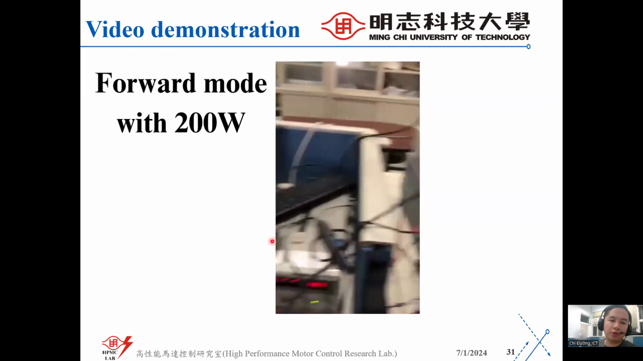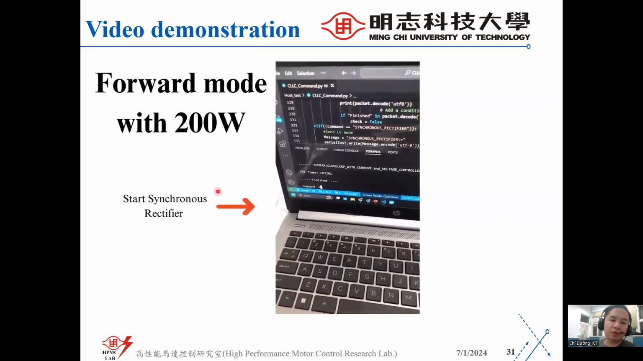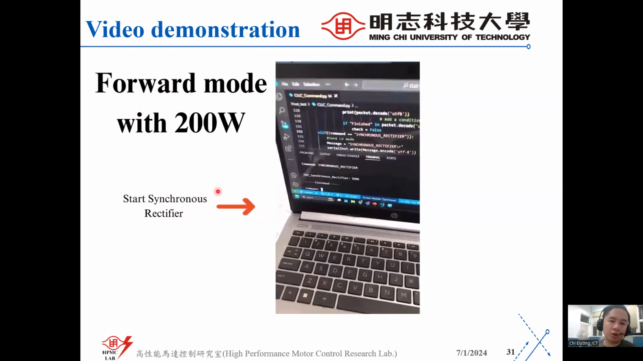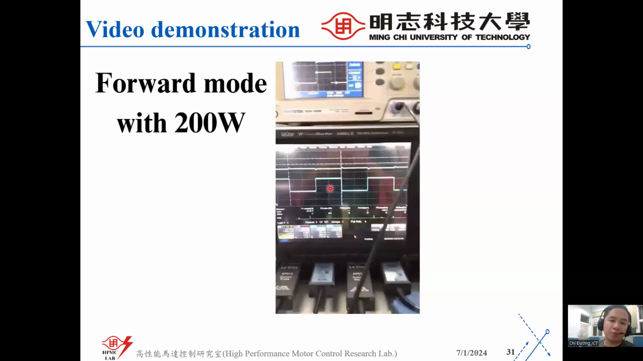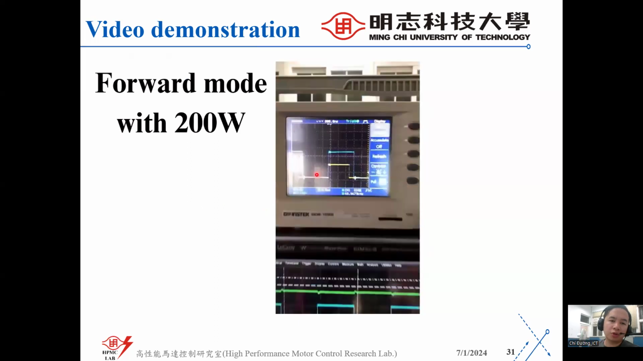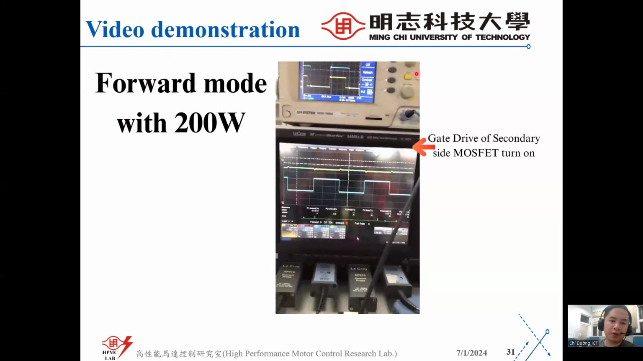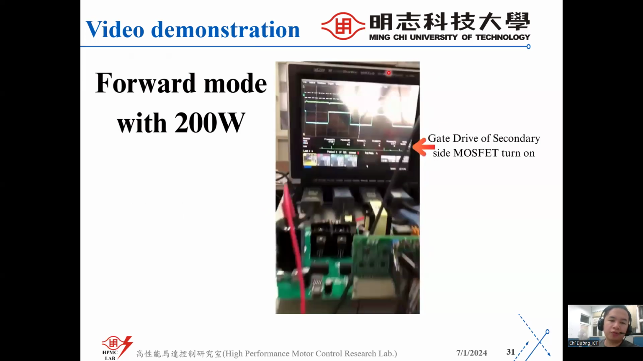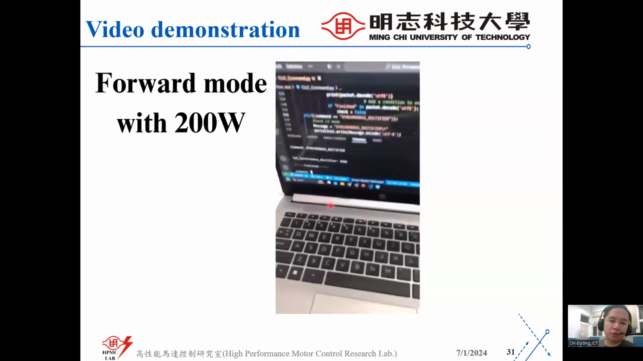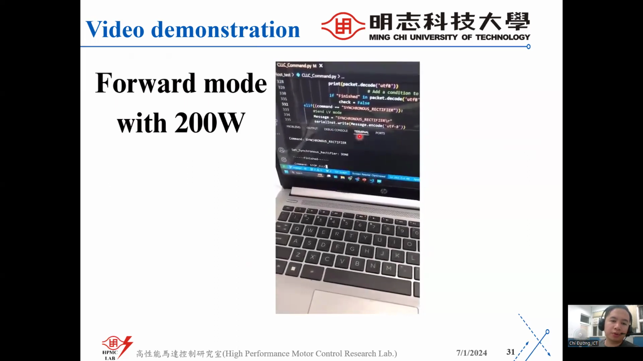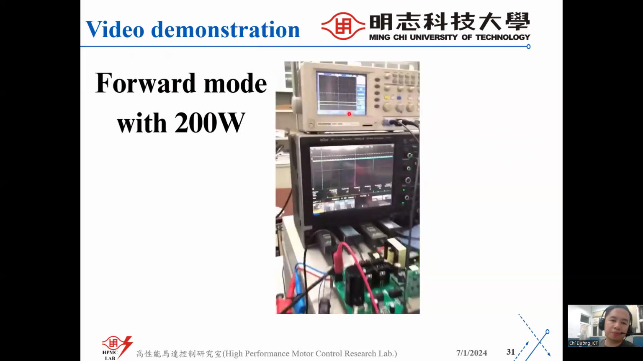And next, I will start the synchronous rectifier. When we start the synchronous rectifier, the secondary switch will turn on, and it will enhance the efficiency. Let's say the output is the same, but it also turns on the secondary side switch. And then the output is stable. And next it will stop the signal, and the power will also stop.